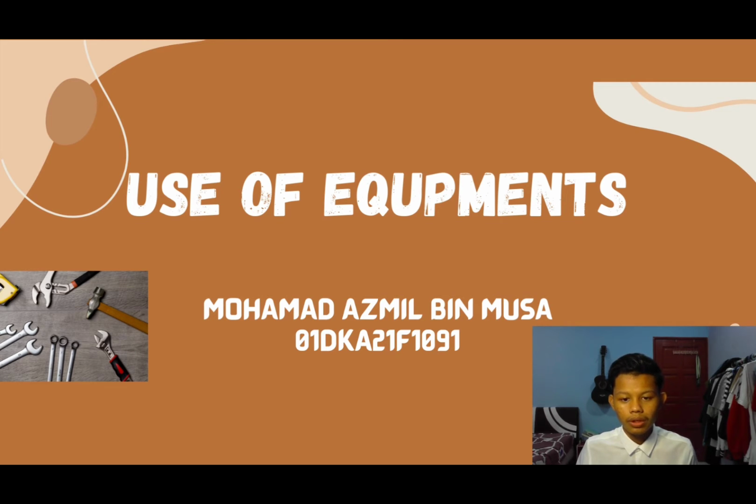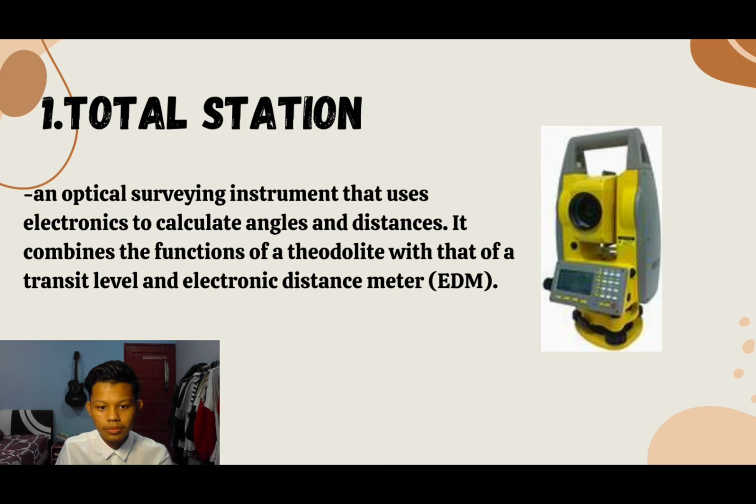Next I will continue with my part, which is the use of equipment in survey work. Firstly, we have a total station, an optical surveying instrument that uses electronics to calculate angles and distance. It combines the functions of a theodolite with that of a transit level and electronic distance meter.